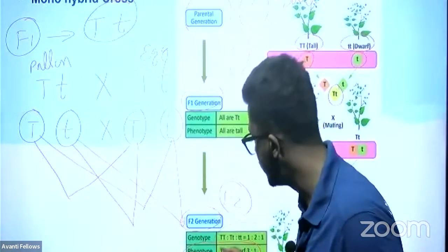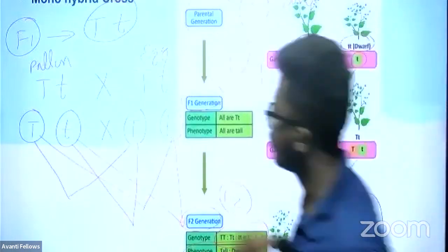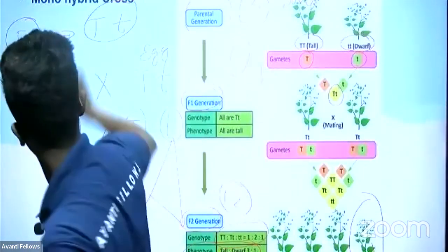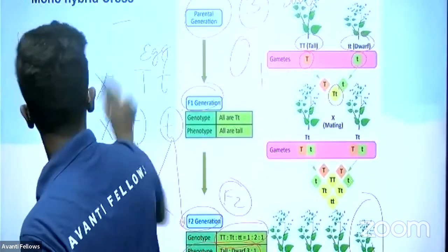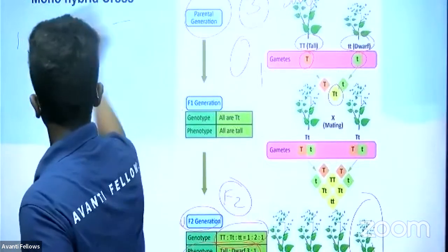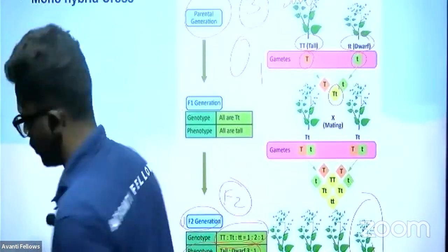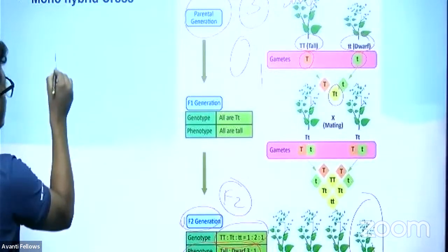Whereas when it comes to the genotypic ratio, what would it be? The genotypic ratio is 1:2:1. It is easy to tell the ratios, but analyzing the ratio gives us more idea. So, the genotypic ratio is what?